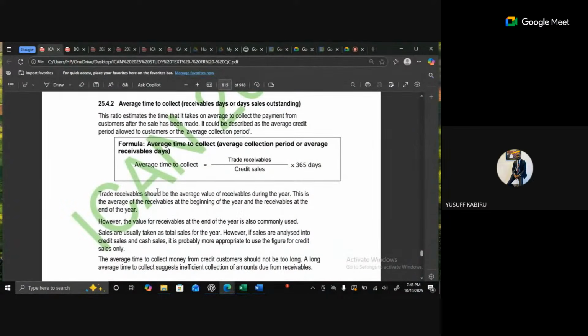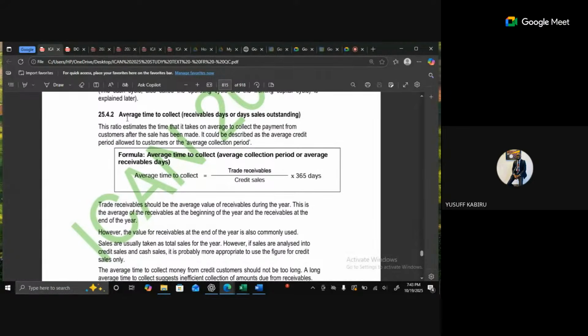Yes, the different ratios that I'll be looking at under this heading, right? The first one is the average time to collect. That is the receivable. When you are talking about collection, you're talking about receivables. How long will it take you to receive cash from those that are owing you? You sold on credit. How long will it take those customers you sold to on credit to pay you back? That's basically what the average time to collect or receivable collection period ratio is looking at.